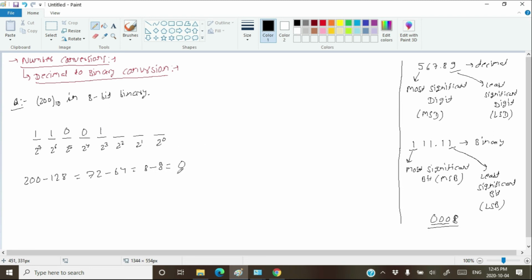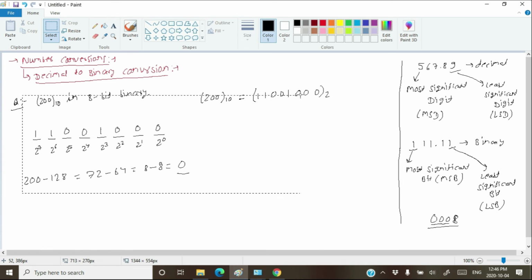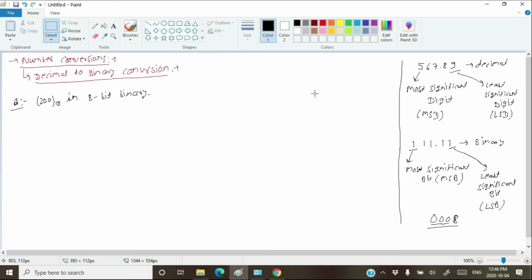Now, since the number remaining is 0, therefore fill the rest of the rightmost bits by zeros. So this is the 8-bit binary representation of 200. So 200 is equal to 11001000 in binary. Again, let's take another example and convert 85 to binary.